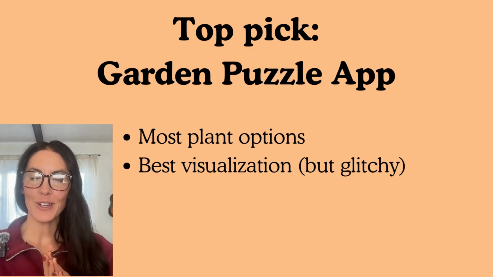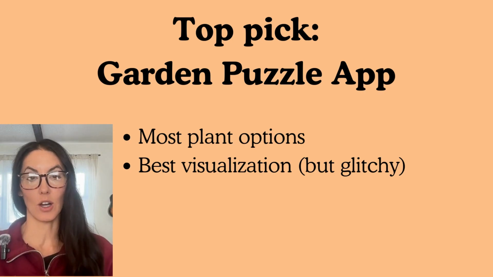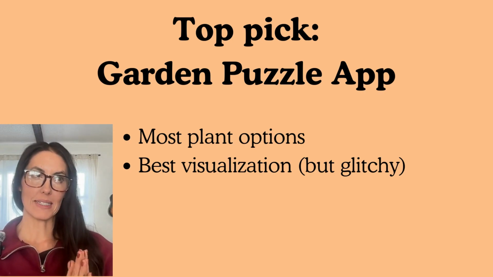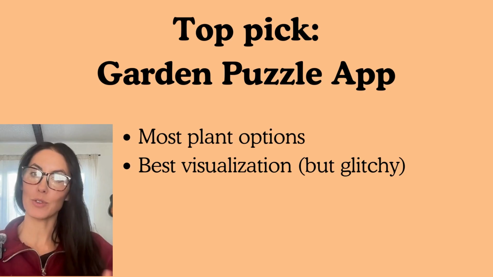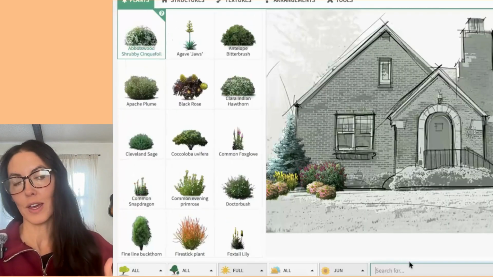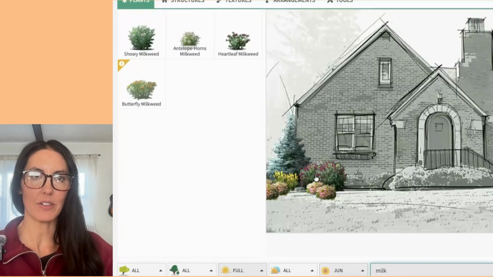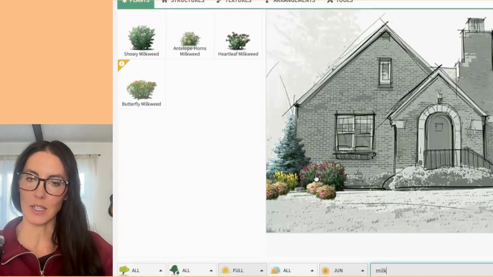Okay, so that's it for reviewing these different options. As I mentioned, my favorite one out of all of these is the Garden Puzzle app because it does have the biggest bank of plant options. I was super happy to see that it has a good number of native plants, not all of them, but I didn't really expect it to have every single option available, but it definitely has more than any other app that I've seen.